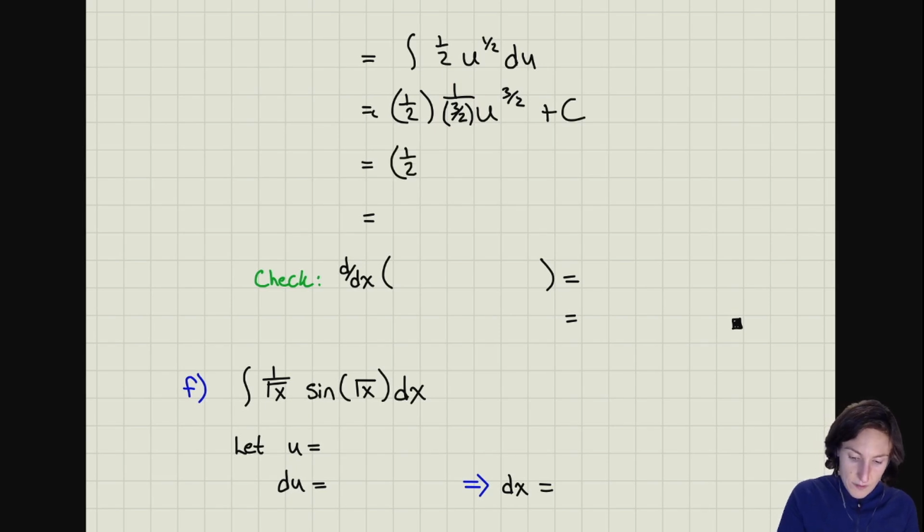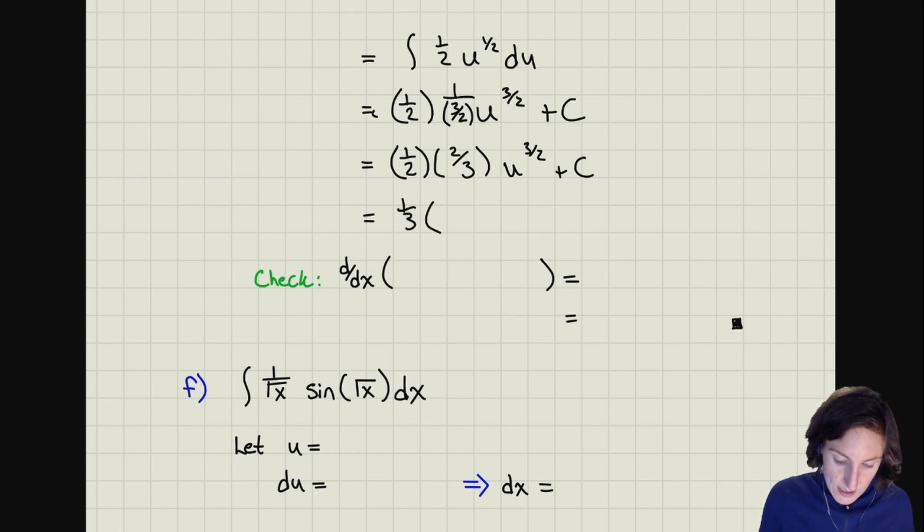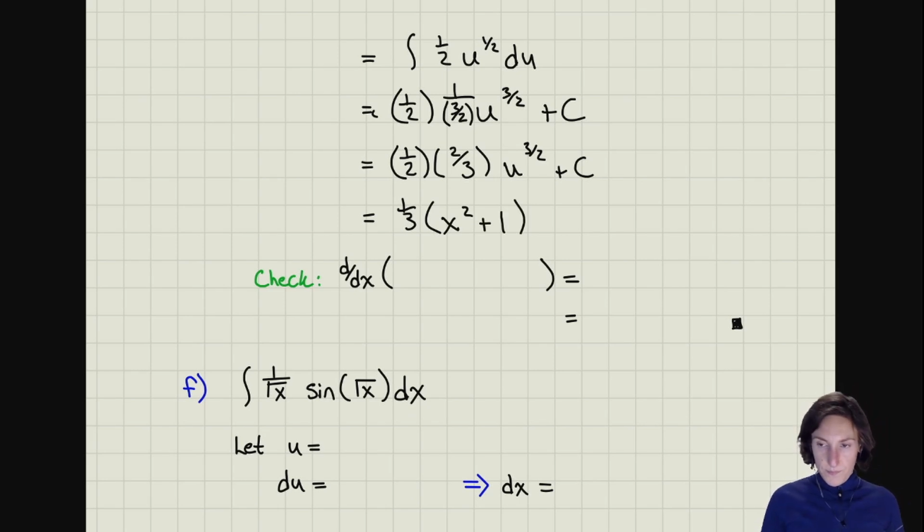Okay, so I have 1/2 times 2 over 3, u to the 3 over 2 plus c. My 2 on the bottom, my 2 on the top will cancel, so I'm left with 1 over 3. And now my u, I need to put back in what I had. So my u is equal to x squared plus 1 to the power of 3 over 2 plus c.